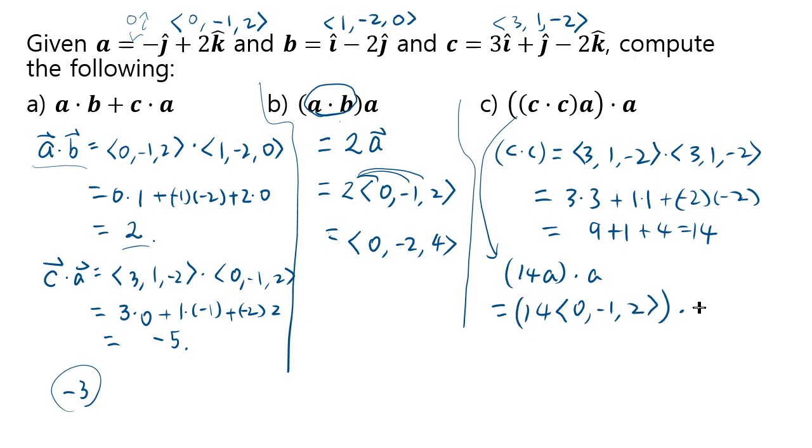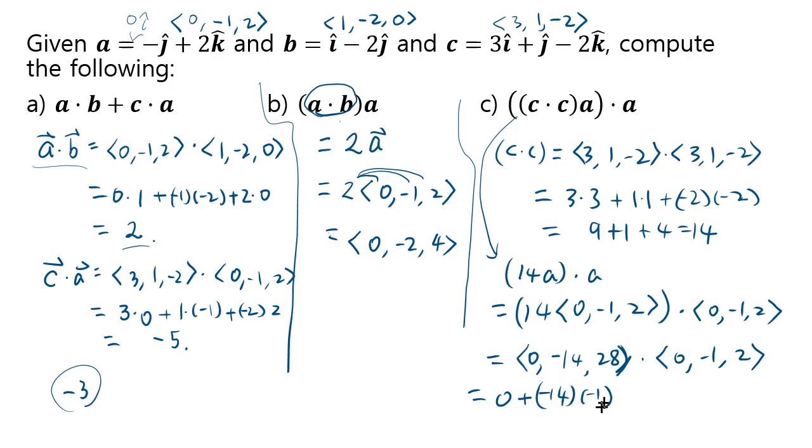And then you do a dot product with 0, -1, and 2. So that's 14 times 0 is 0, 14 times -1 is -14, 14 times 2 is 28. And to this, you're multiplying dotted with 0, -1, and 2. So finally, 0 times 0 is 0, -14 times -1 is 14, plus 28 times 2, and that gives you 14 plus 56, which is equal to 70. So 70 is the answer.